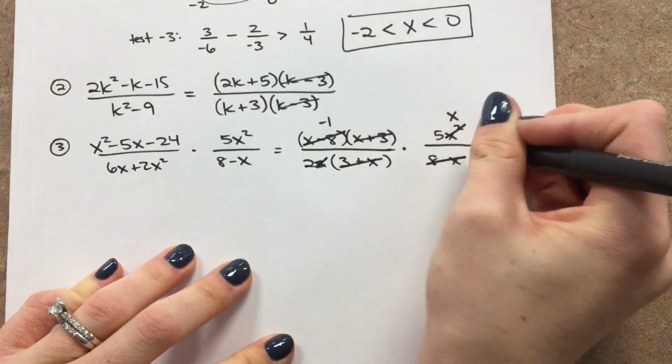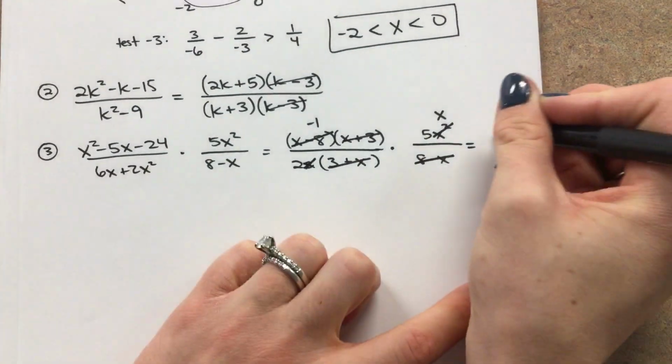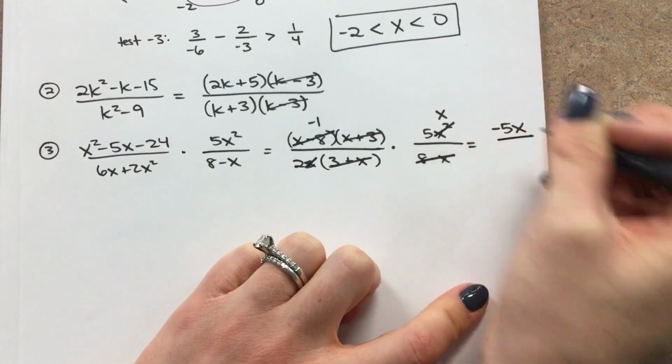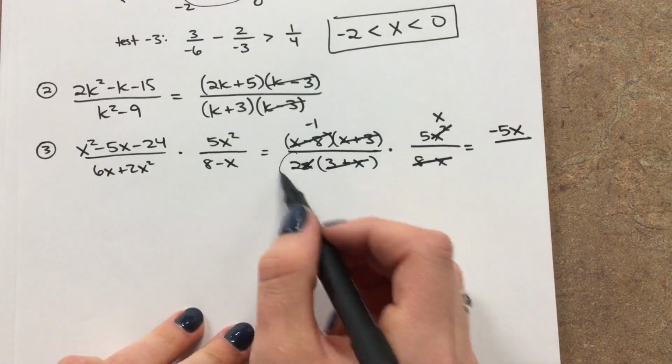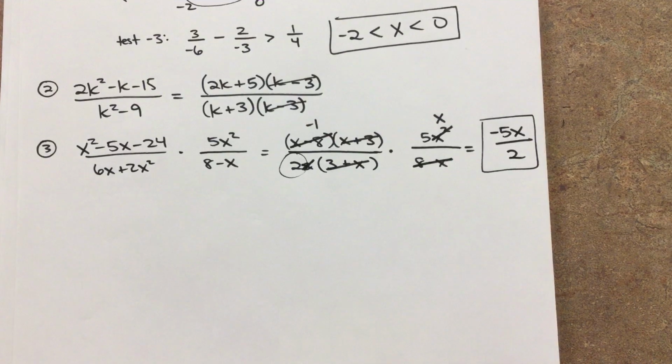So then to clean that all up, the only things left, we have a negative 1, a 5, and an x in the numerator. So that would be a negative 5x. And then in the denominator, the only thing that got left behind was this 2. So that would be our final answer.